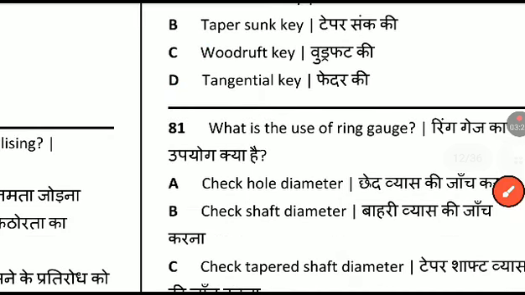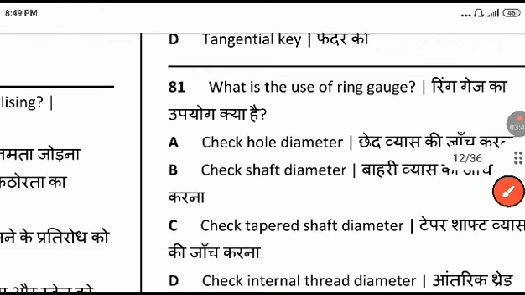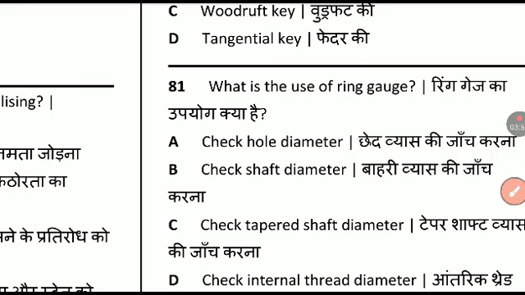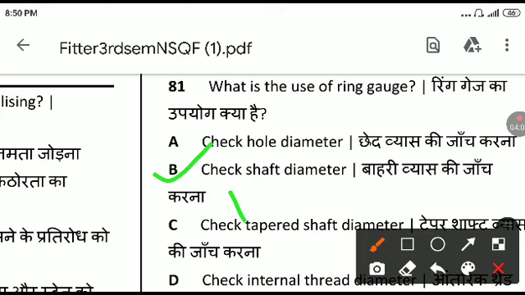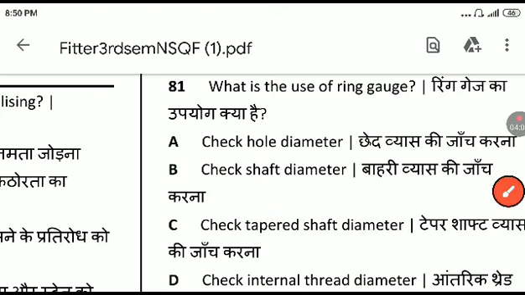What is the use of ring gauge? Ring gauge is used to check shaft diameter. To check or measure the external size of the job. Check hole diameter, check shaft diameter. Option B, check shaft diameter.